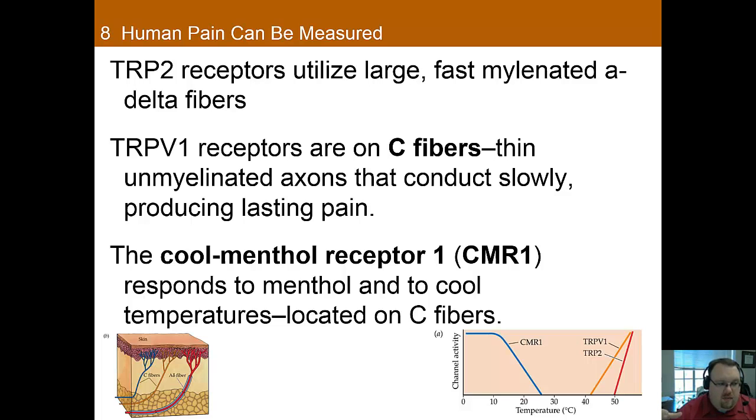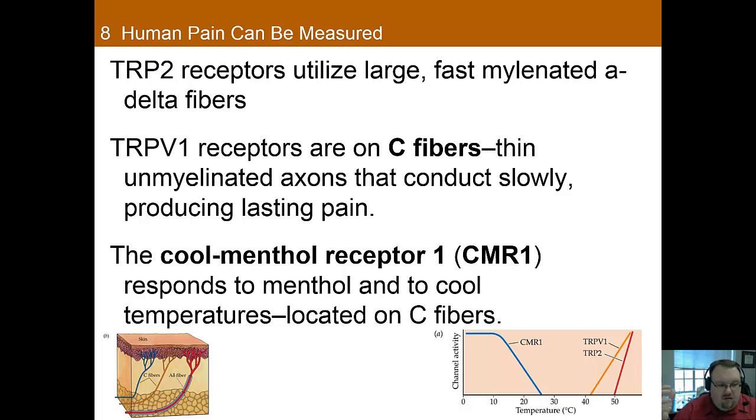Whereas the TRPV1 receptors use C fibers, which are thin, unmyelinated axons that conduct quite slowly, and they actually produce the long-lasting feelings of pain. So, sometimes you get a burn on your finger, and you feel that immediately, of course, and you pull back really fast. But after there's the kind of dull, throbbing pain you have, that would be from these TRPV1 receptors.